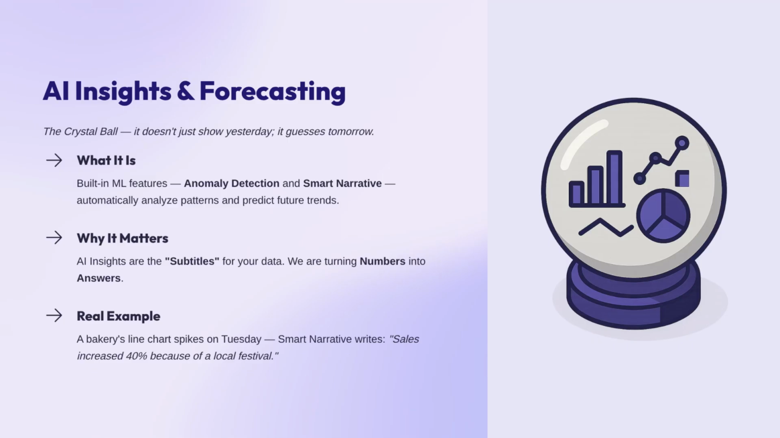You've probably noticed at the office how some charts are hard to read. AI insights are the subtitles for your data. Let's break this down together. We are turning numbers into answers. So now that we have mastered how to use the crystal ball to see the future of our data, you might be wondering how to make sure these charts look great on a tiny mobile phone screen just as much as on a giant office monitor. Well, that brings us right into our next step, which is responsive design and mobile optimization.